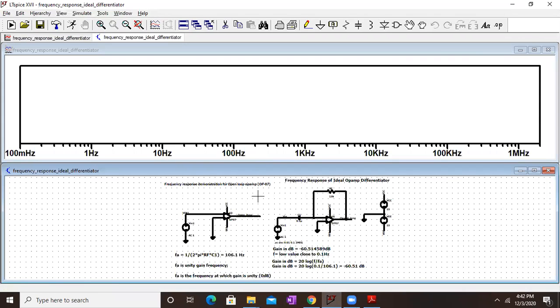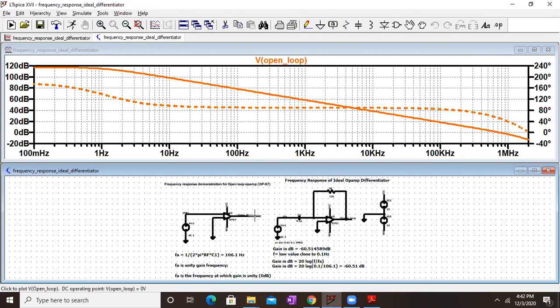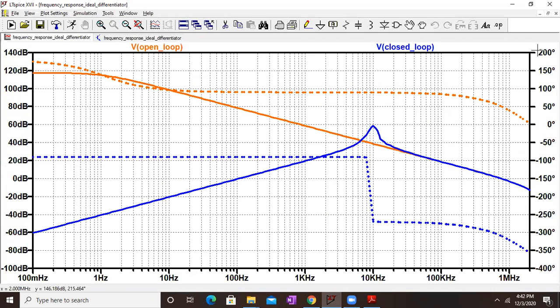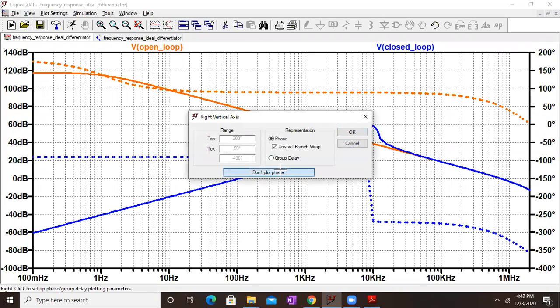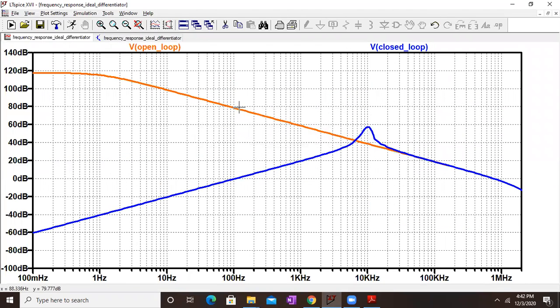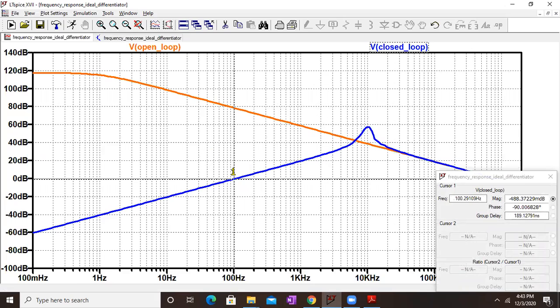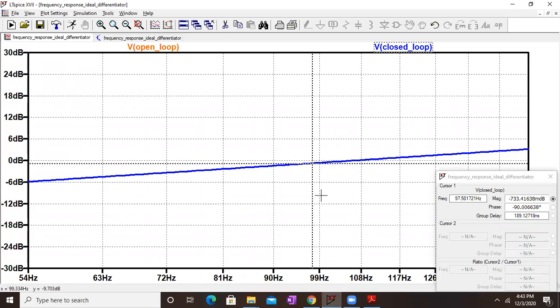I have also plotted an open loop op-amp. So this is my open loop frequency response, and this is my frequency response for the ideal differentiator circuit. Let me remove the phase plot. The red one is for the open loop op-amp, and the blue one is my closed loop ideal differentiator circuit. As you can see, Fa is the frequency at which the gain is around 0 dB. Let's calculate that. I'll move around the 0 dB point. Somewhere around here I have 0 dB. Let me expand it and adjust this.